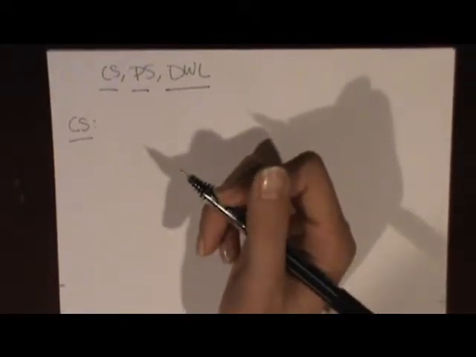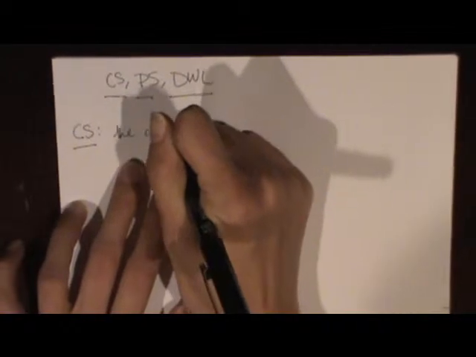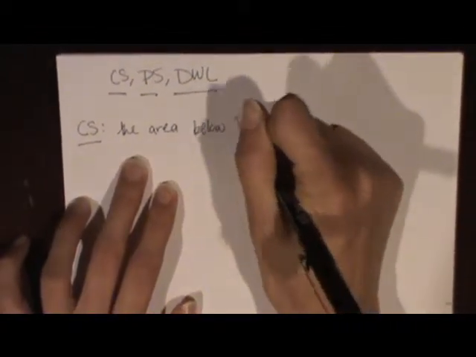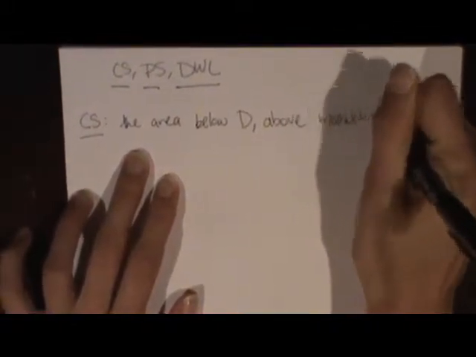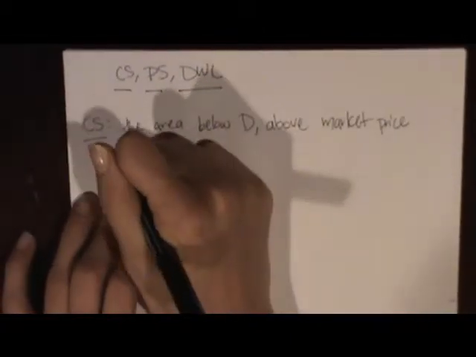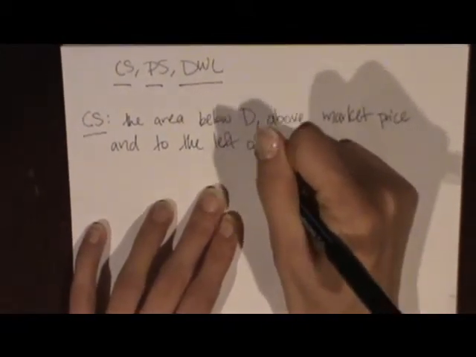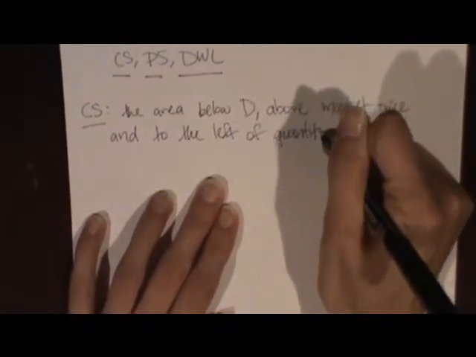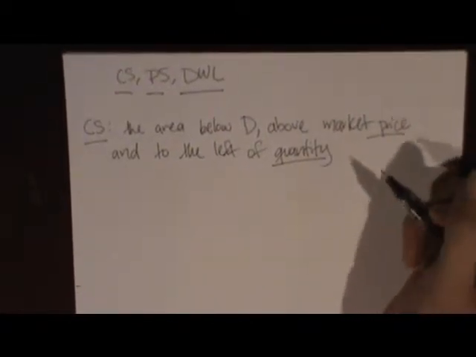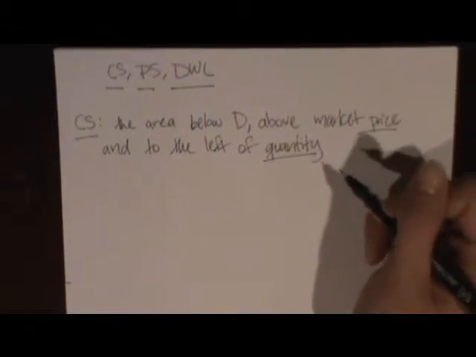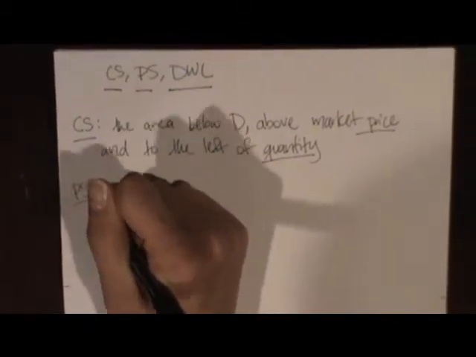So first, for consumer surplus, if we're trying to find consumer surplus on a graph, what we are looking for is the area below demand, above the market price, and to the left of quantity. Now, when I say both price and quantity, I'm talking about the relevant price and quantity. So this is the price that goods are being sold at and the quantity that is being purchased and sold in this market. Okay, so this is the relevant price and quantity.